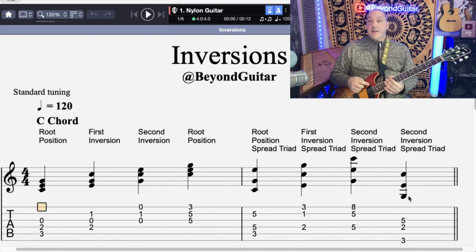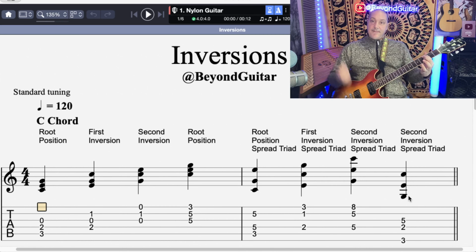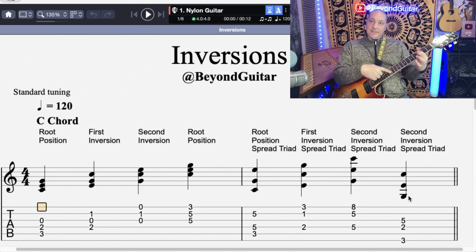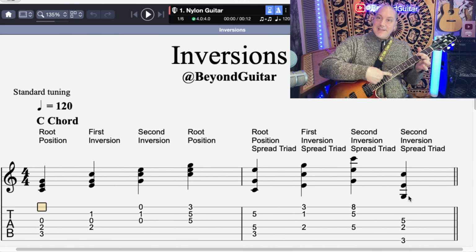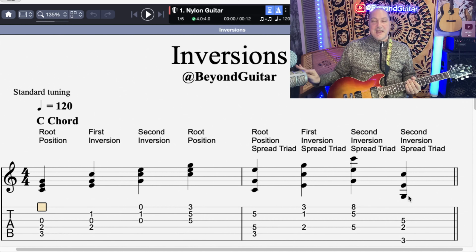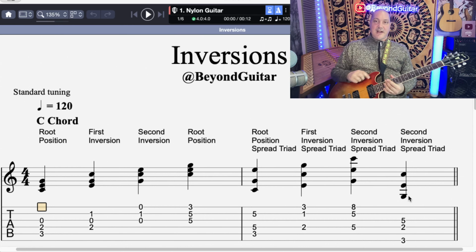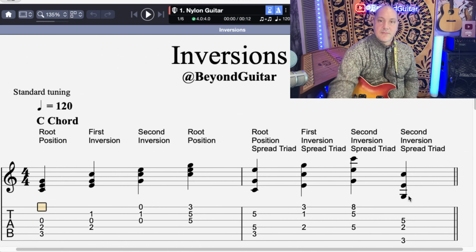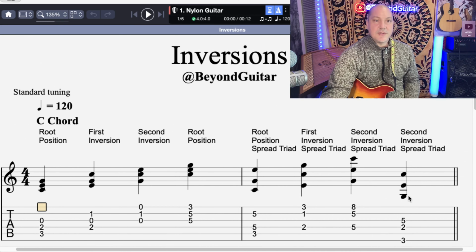Okay, I could have a C down low and an E up high and a G like in the stratosphere. Look, I'm playing a C chord. Any C, any E, any G, anywhere on the guitar will make a C chord, even if they're really far apart. The far apart chords are called the spread triad. All right, let's keep going. Let's do a couple other chords.